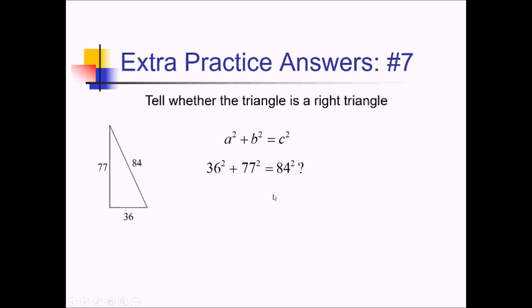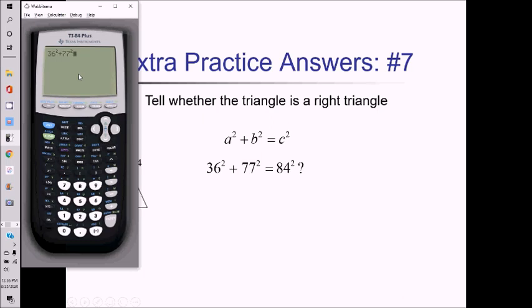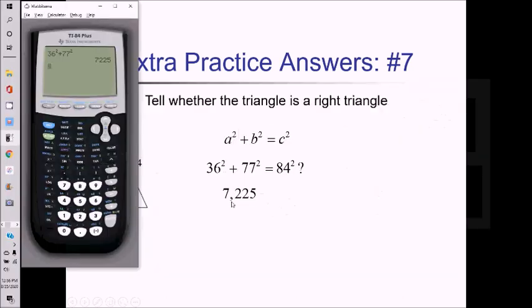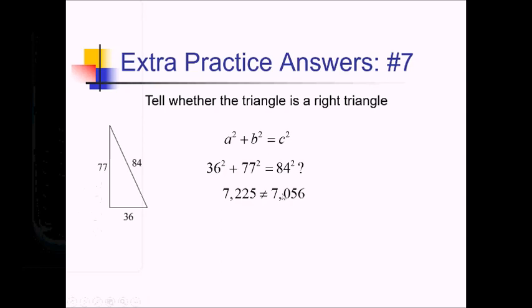Let's use the calculator. Crunching the numbers for the left side of that equation, we get 7,225. Well, I don't think 84 times itself is going to give us something ending in a 5, but let's just see what it does give us. I'm kind of curious here. So 84 squared, that comes out to 7,056. So yeah, definitely not the same number. This proves that the triangle is not a right triangle.